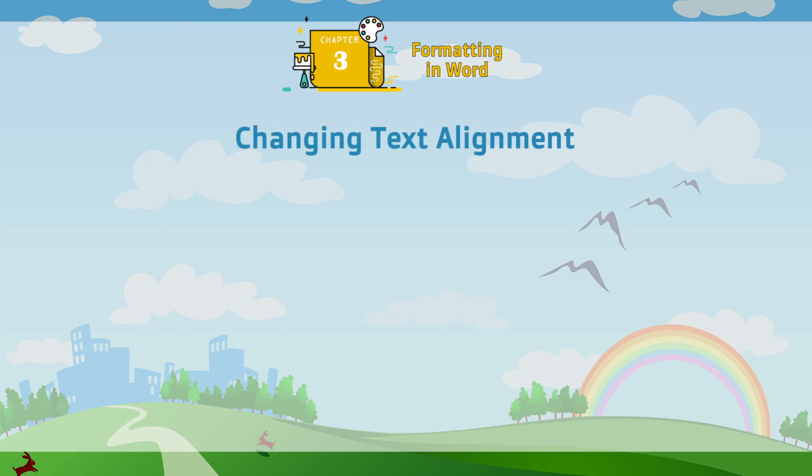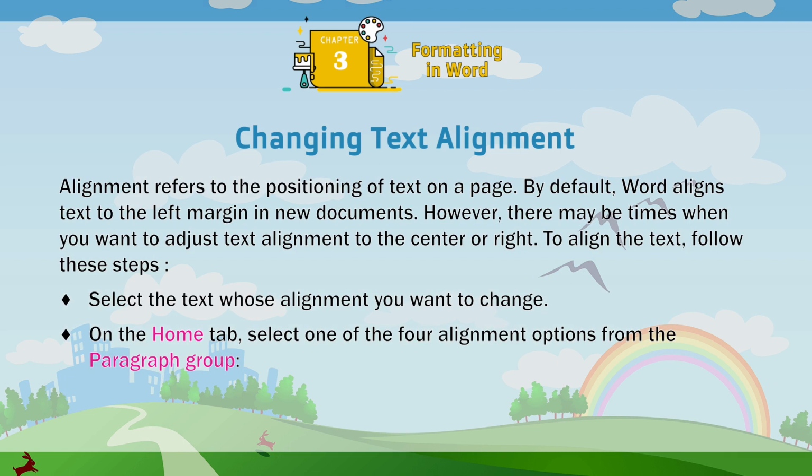Changing text alignment. Alignment refers to the positioning of text on a page. By default, Word aligns text to the left margin in new documents. However, there may be times when you want to adjust text alignment to the center or right. To align the text, follow these steps.